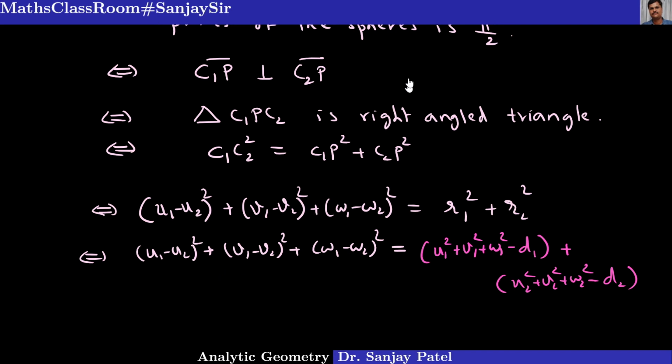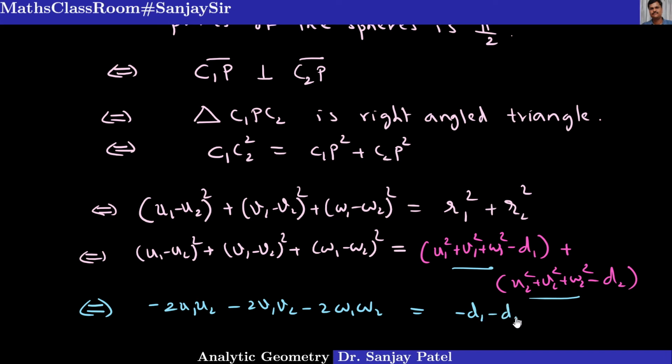So if you simplify this, this is (a minus b) whole square. So u1 square minus 2u1u2 plus u2 square. This is v1 square minus 2v1v2 plus v2 square, and so on. So all the u1 square, u2 square, v1 square, v2 square terms will be cancelled with these terms. What is left finally is only the middle terms here, minus 2u1u2 minus 2v1v2 minus 2w1w2 is equal to minus d1 minus d2. Only this much will be left. Everything else will be cancelled.